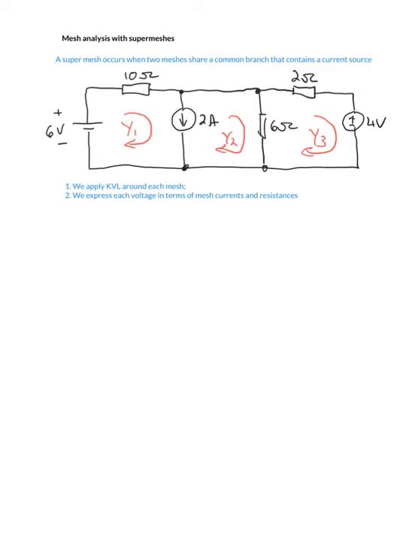So we are going to define a supermesh over here, and that supermesh is going to contain the two meshes that have the shared current source in their common branch. And then we are going to write down Kirchhoff's voltage law around the supermesh.